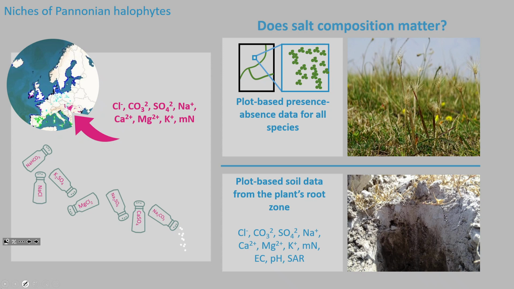that measured all those ions and elements that we would expect to contribute to salinity, and they also measured electrical conductivity, which we take as a measure for salinity itself. They measured pH, and they measured the sodium adsorption ratio, which tells us something about the amount of sodium in relation to the amount of calcium and magnesium, which is important because if there's too much sodium in the soil, plants are not able anymore to take up magnesium and calcium, which they of course need as well as nutrients.